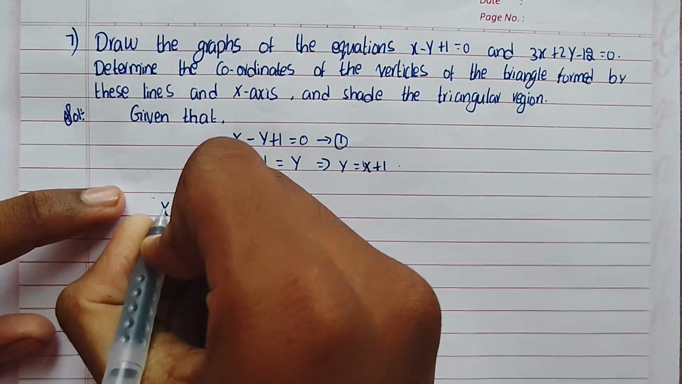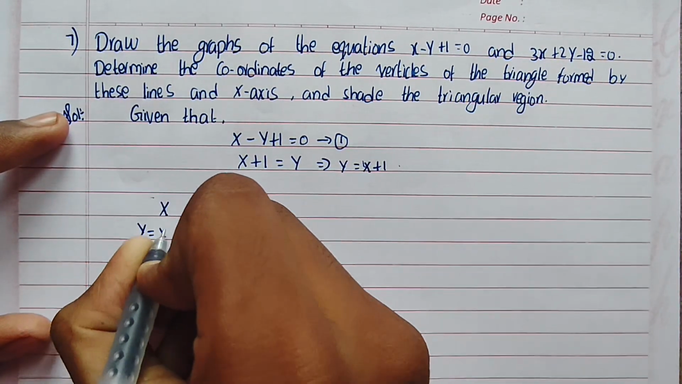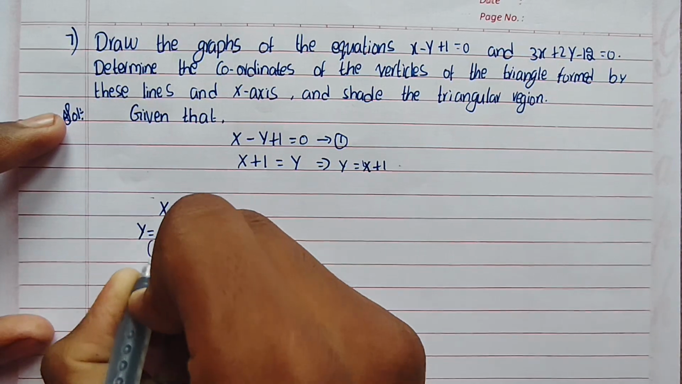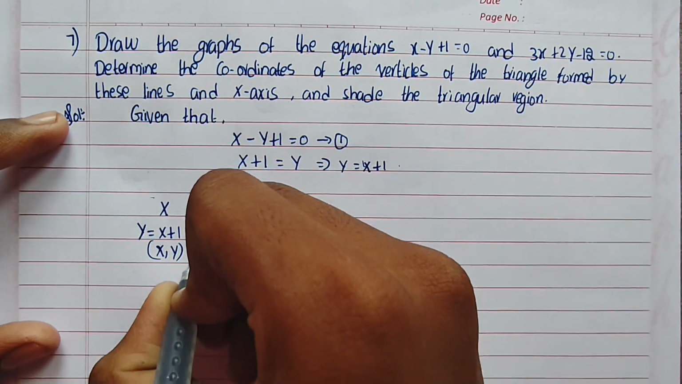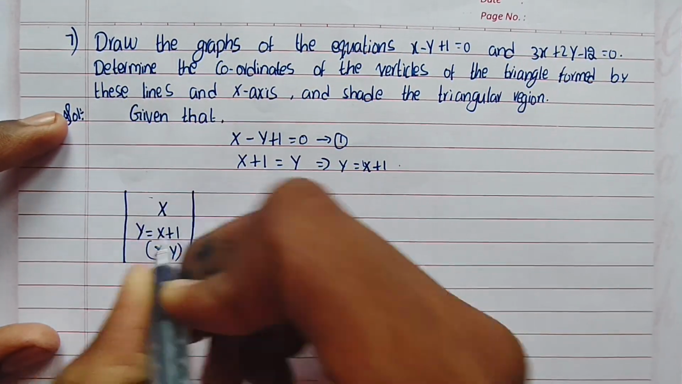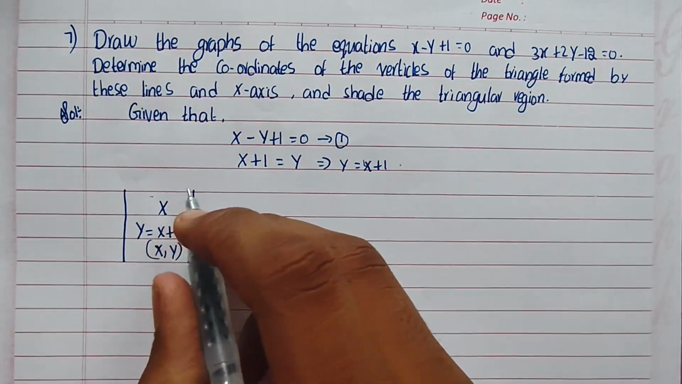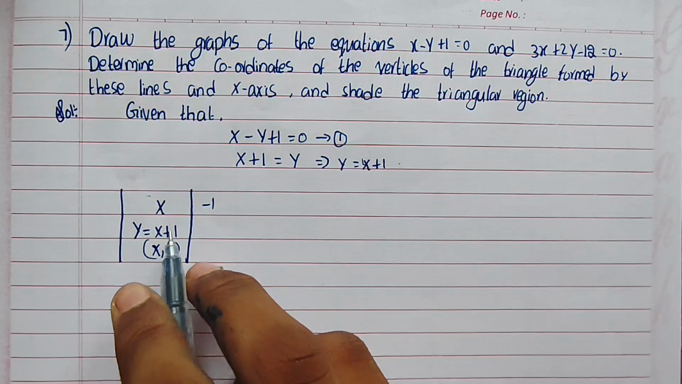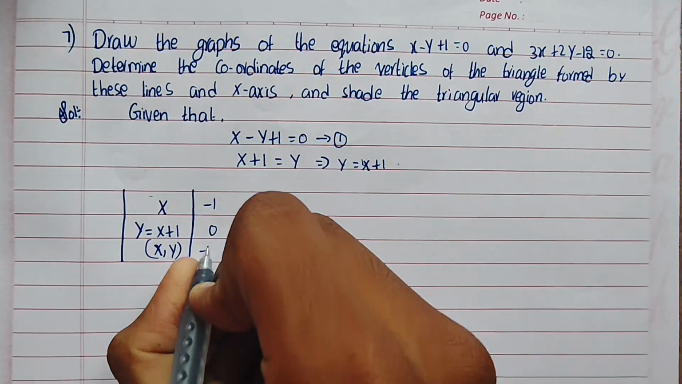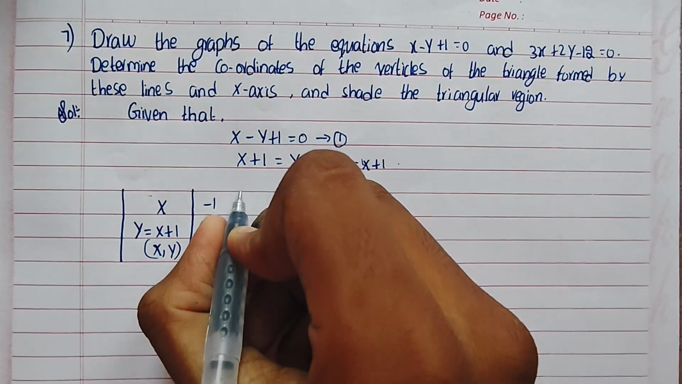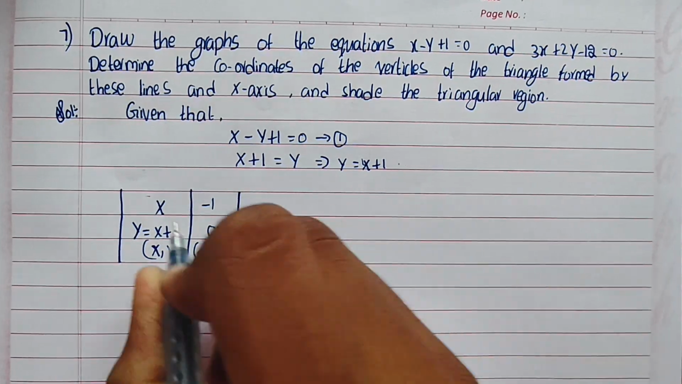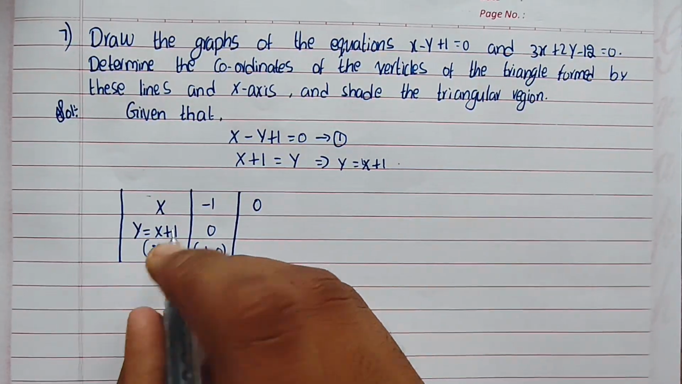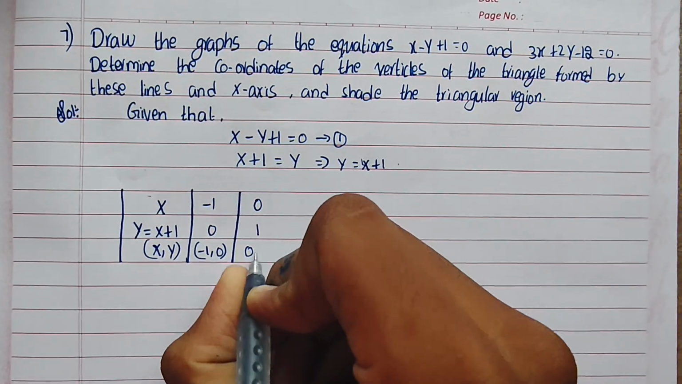X, y is equals to x plus 1, x comma y. So in place of x, I am keeping the value of minus 1. Minus 1 plus 1, 0. So minus 1 comma 0. After, in place of x, I am keeping value 0. 0 plus 1, 1. So 0 comma 1.